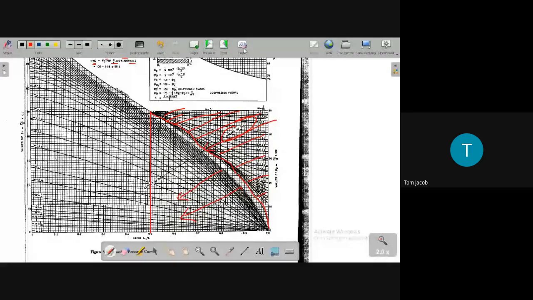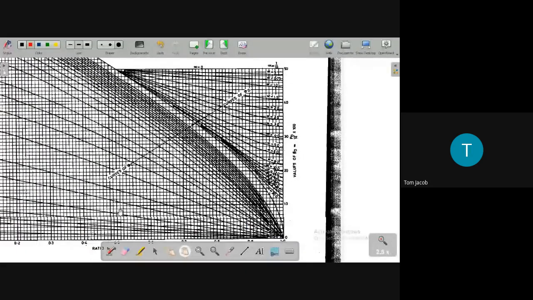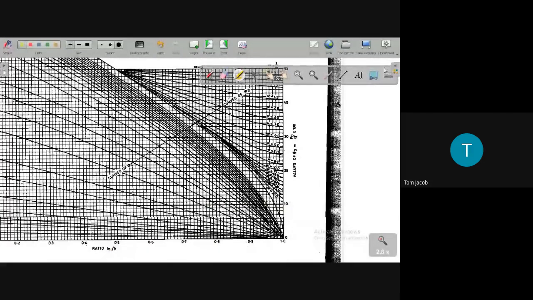Now, the problem is that the curves of phi D occur only above the value of B1 by B equal to 0.5. Look here, it is B1 by B equal to 0.5. They exist only above this. So when B1 by B is less than 0.5, there is no curve for such a condition.